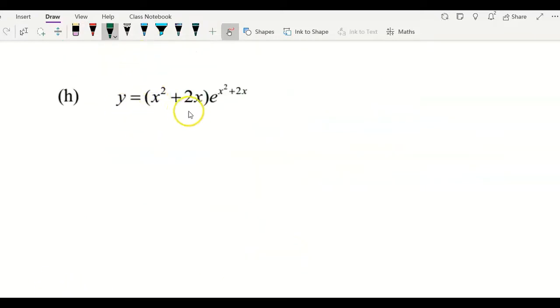Let's move to the final question, which is y equals a polynomial multiplied by an exponential function. For this question, I will apply the product rule, because the operation between the polynomial and the exponential function is multiply. So this becomes the u, and the second becomes the v. u equals x squared plus 2x. To get the u prime, differentiate, you get 2x plus 2.